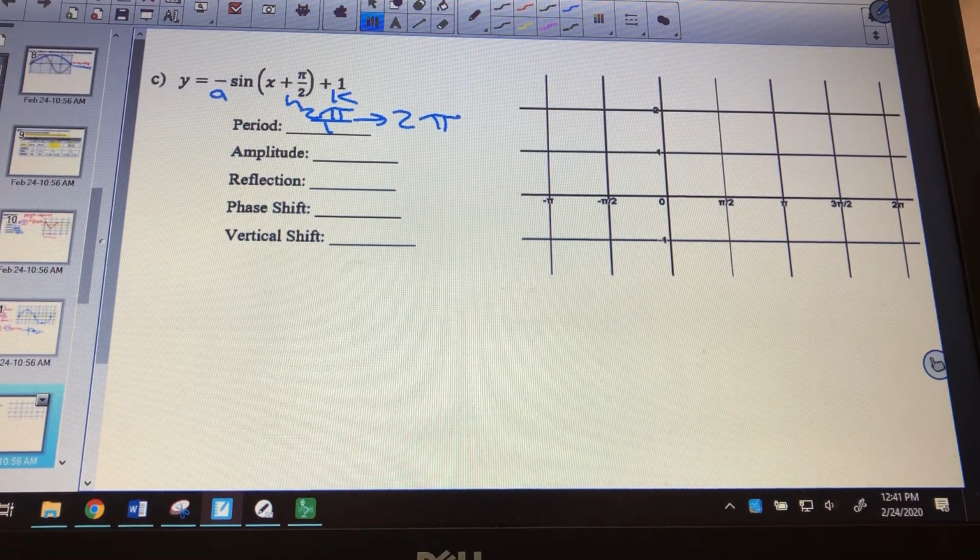You guys, I could have given this to you as a warm-up and you could have done it because it doesn't have a change in b value. But normally your b value is just 1 if there has not been a period change. Okay? What's our amplitude?